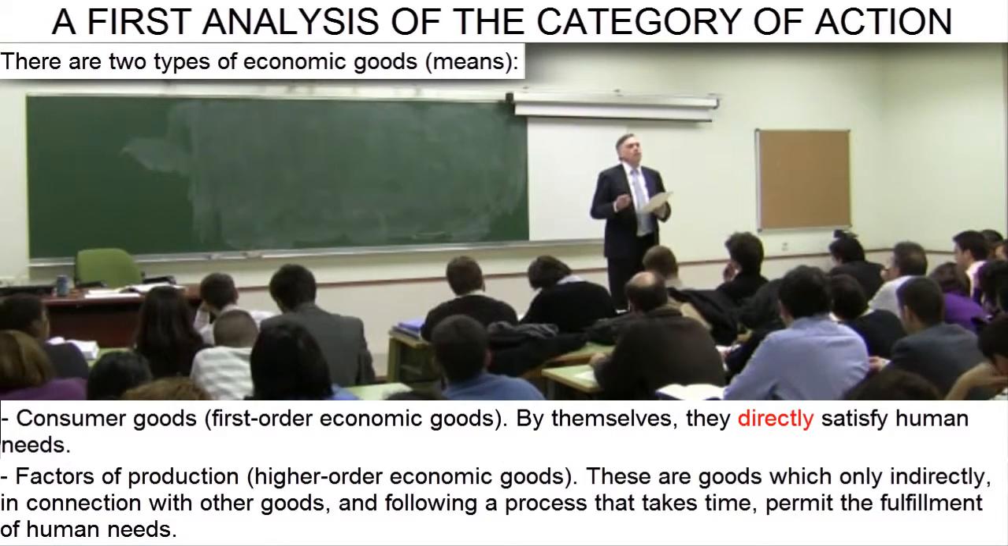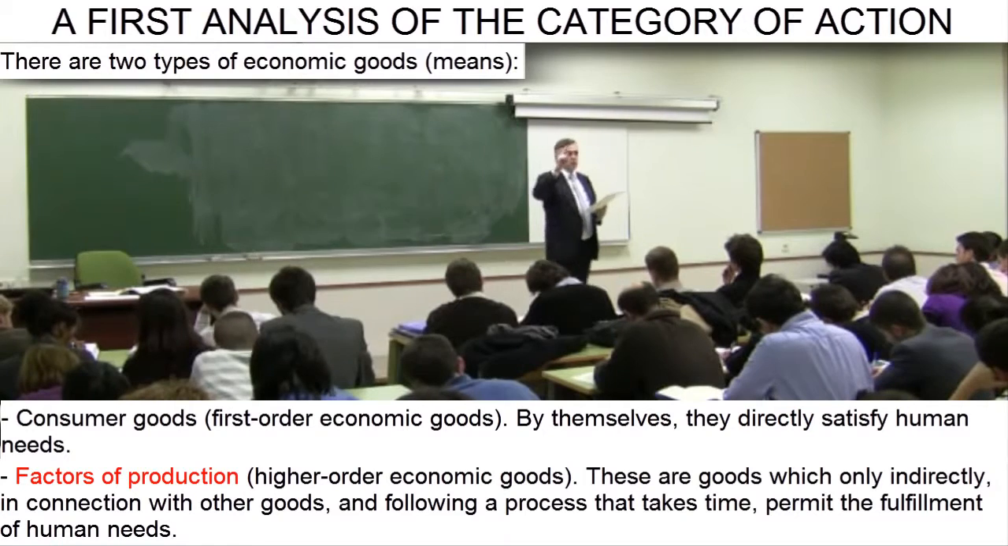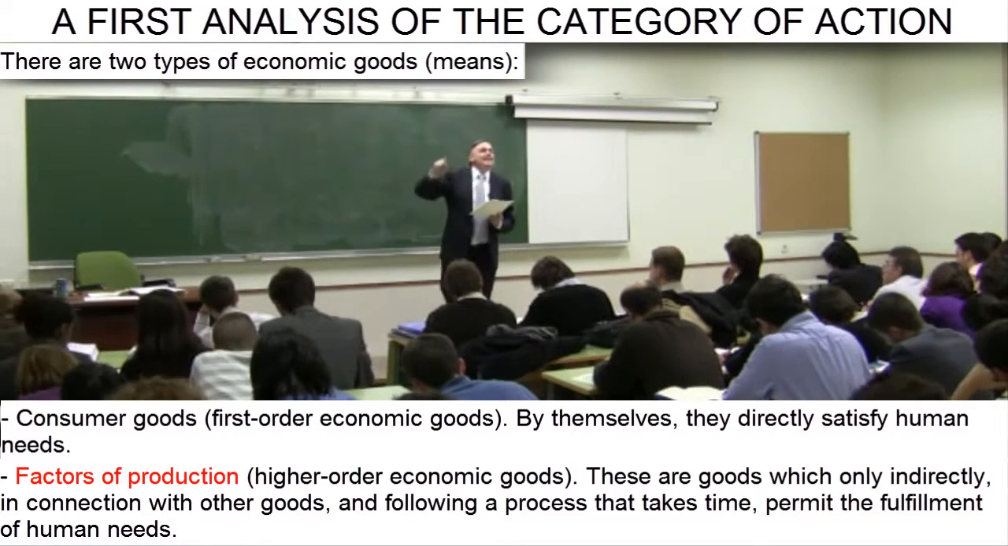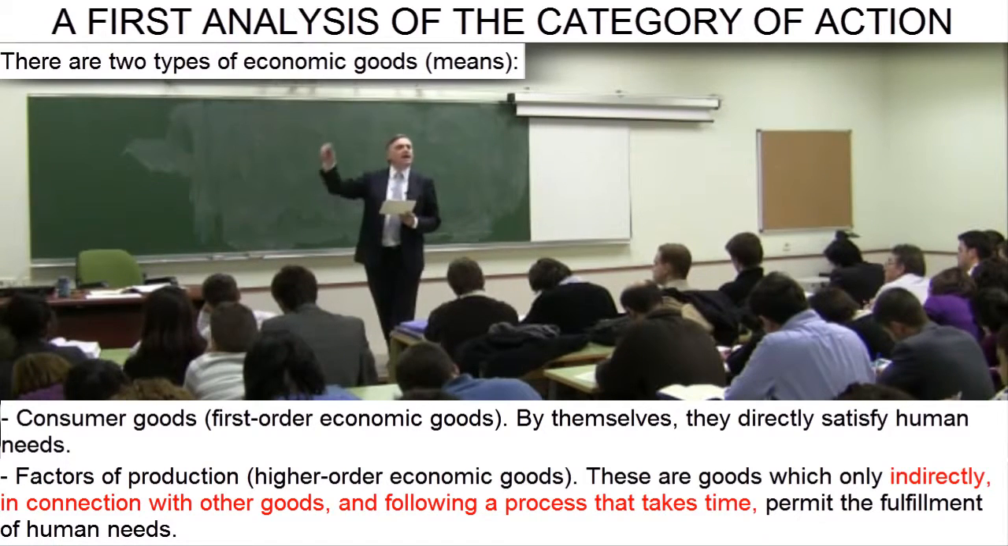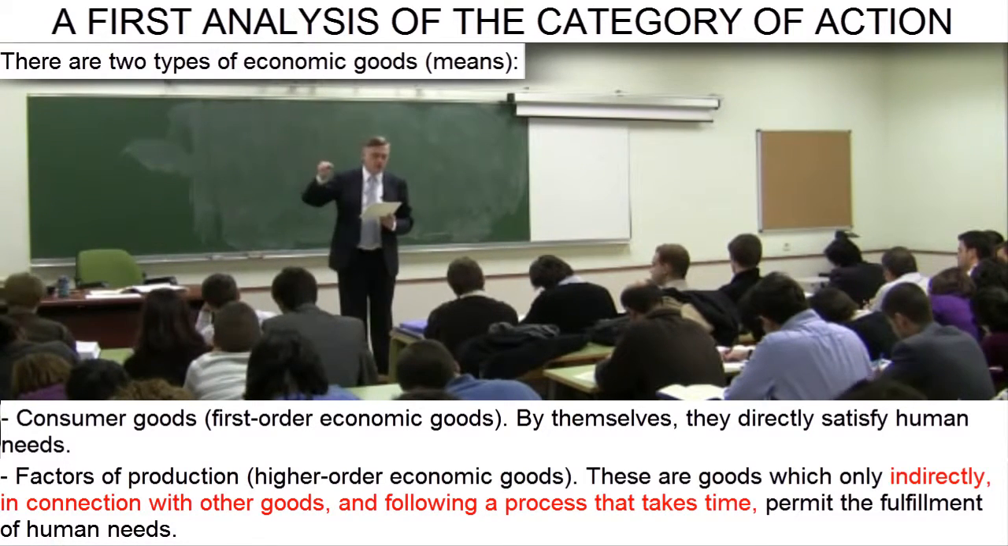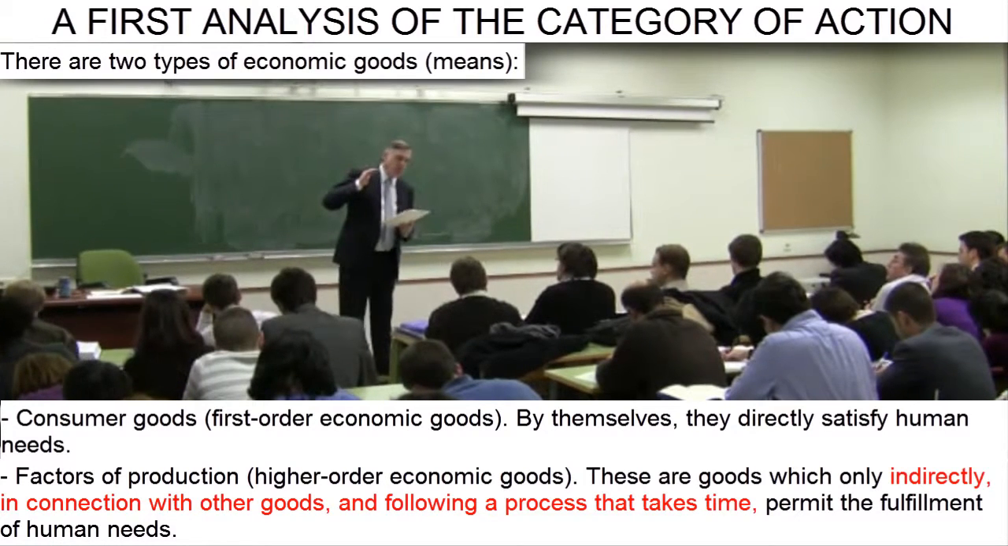And what are factors of production? Factors of production are economic goods, which are therefore scarce, and which only indirectly, following a longer or shorter process that takes time, and always in connection with other goods, permit the fulfillment of human needs.